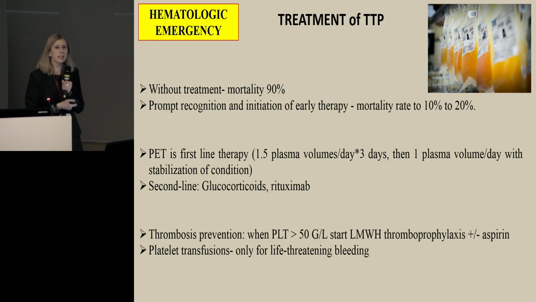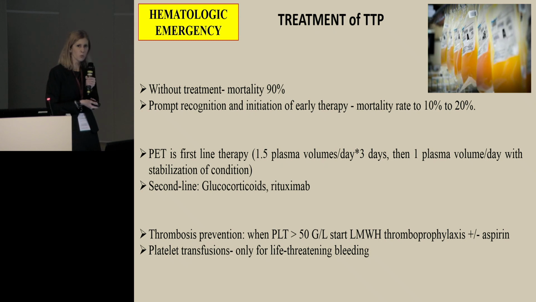As I said, this is a hematological emergency. Without treatment, the mortality is 90%. With treatment, it can be reduced to 10 to 20%. So we don't have to wait for any blood tests, and we need to start plasma exchange treatment. In the first 3 days we need to exchange 1.5 plasma volumes per day, and then 1 plasma volume per day. Of course, we have other treatments, but these are usually recommended by the hematologists. So this is our job as intensivists.